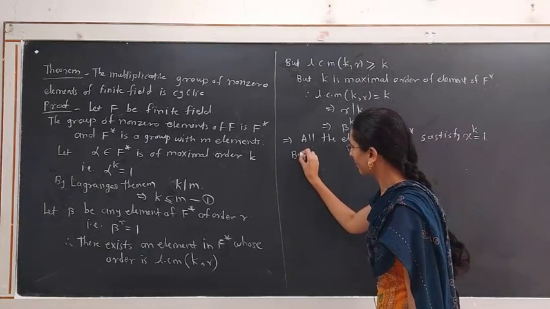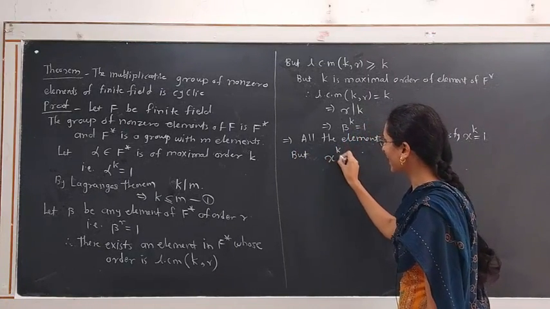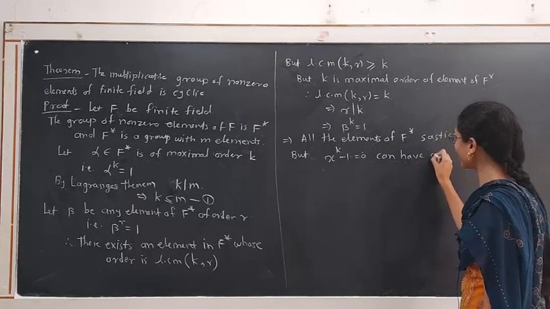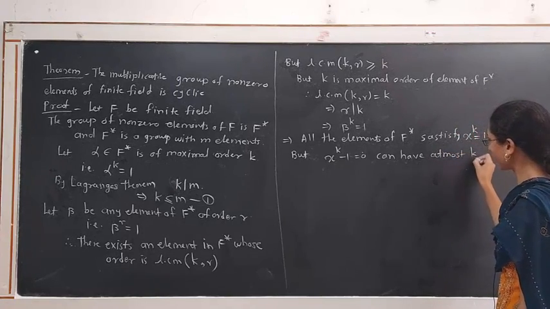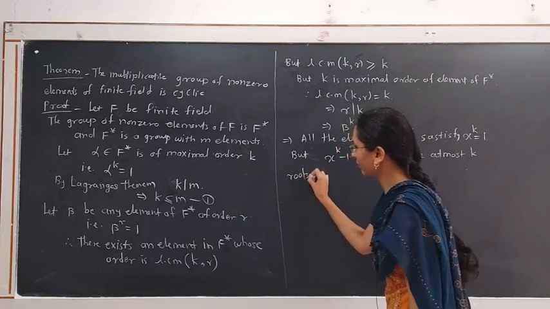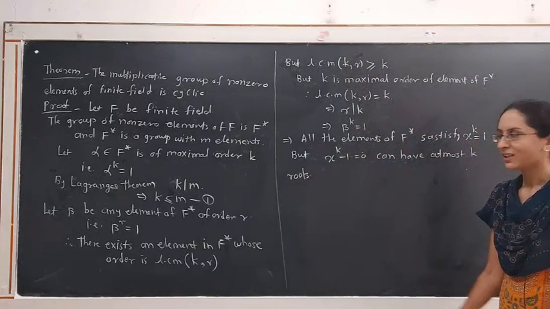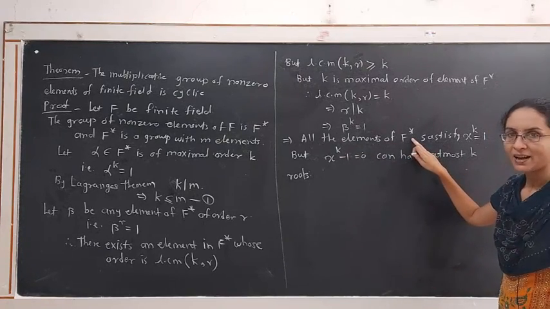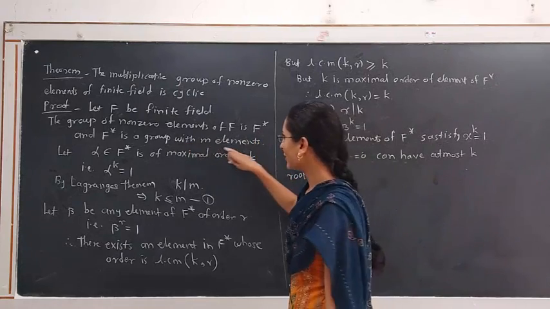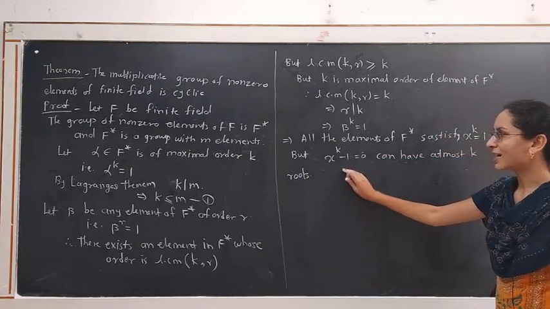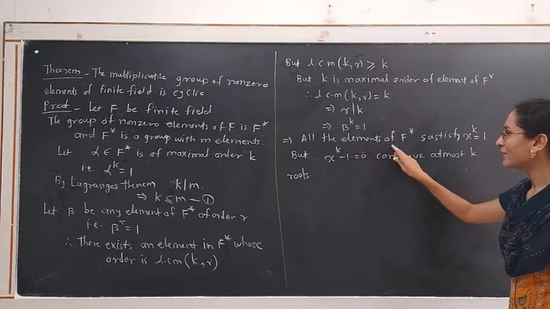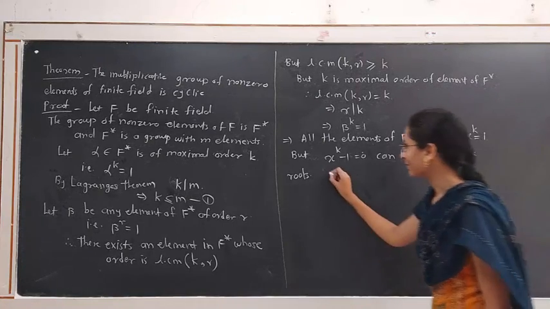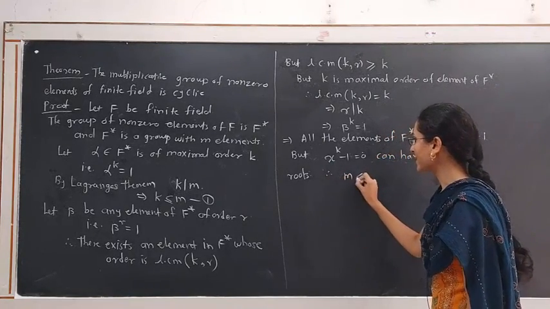But what is the degree of the polynomial? X raised to K minus 1 equal to 0 can have at most K roots. This is a polynomial of degree K. By the fundamental theorem of algebra, it has at most K roots. The number of elements of F star is M. F star is a group with M elements, and this polynomial has at most K roots. And also all the elements of the group F star satisfy the equation x raised to K equal to 1. Hence, we have M less than or equal to K.